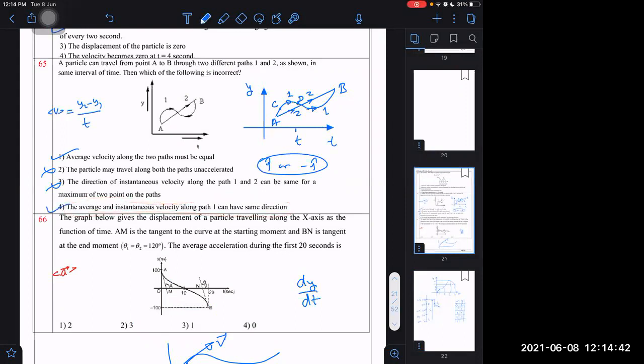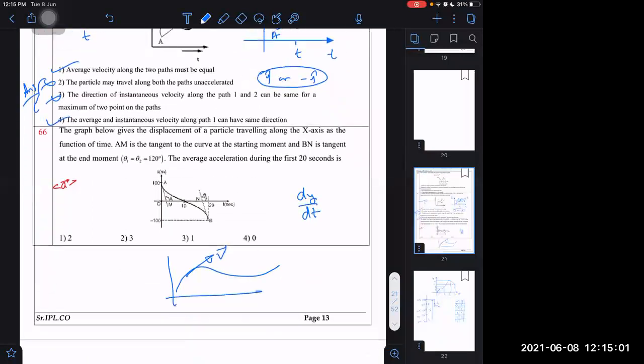The correct statements are not our answers. Our answers will be the incorrect statements. So what should our answers be? 2 and 3 will be our answers. Okay, understood? These are the answers because these are incorrect.